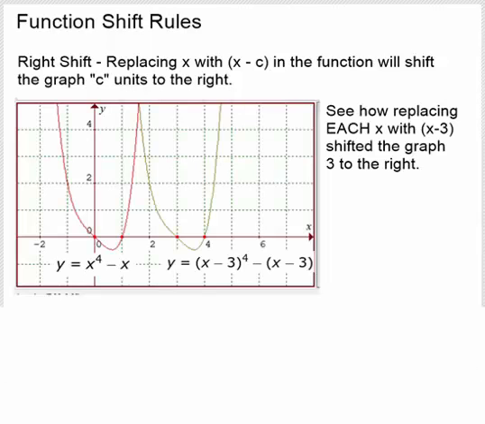We have this unusual function y equal x to the fourth minus x graphed in red right here. I've taken each x in this function and replaced it with x minus 3. And look what happened. The whole graph shifted over 3 units to the right. And it has exactly the same shape, it's just moved 3 units to the right.